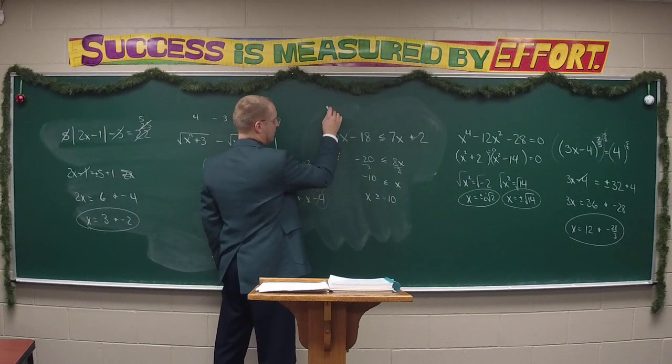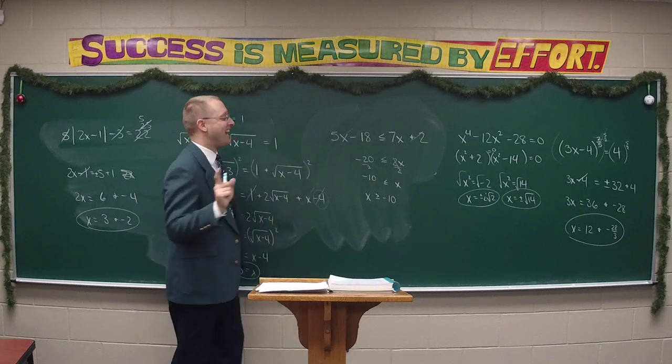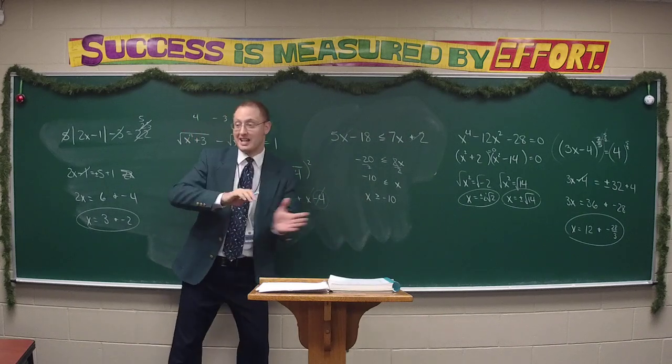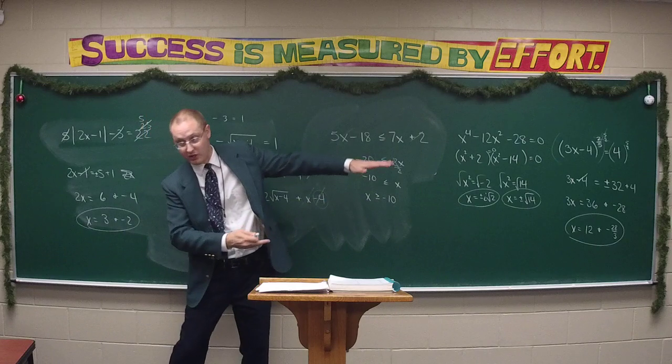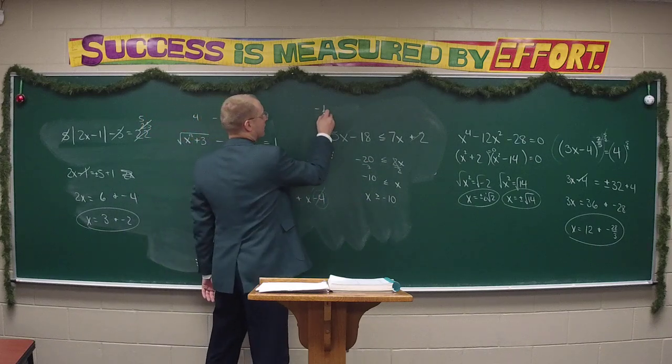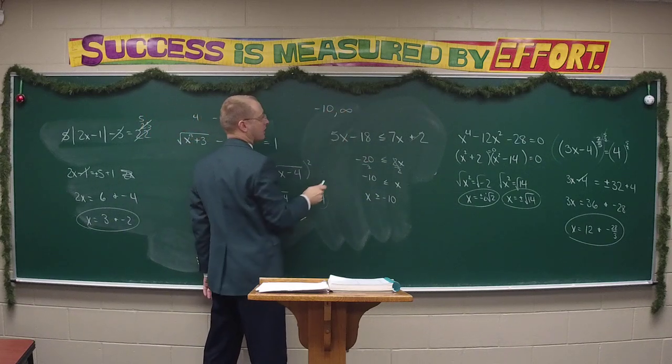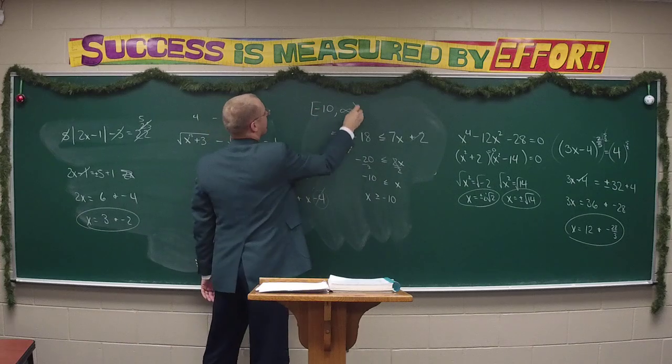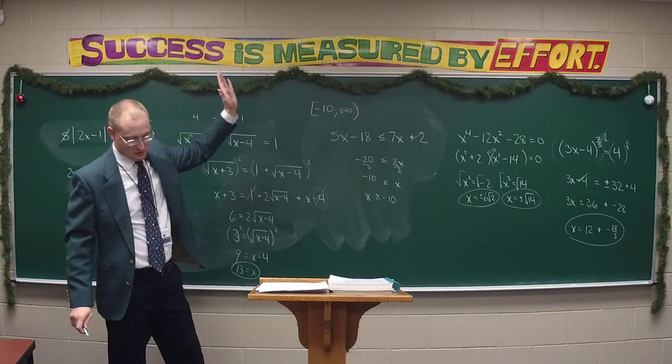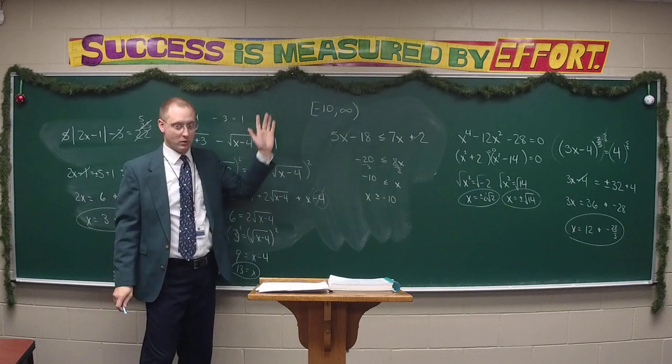Negative infinity. No. X is bigger. So that means not down to negative infinity, but up to positive infinity. So start with negative 10 to infinity with bracket and parentheses. There we go. How many had this answer for the inequality? Questions?